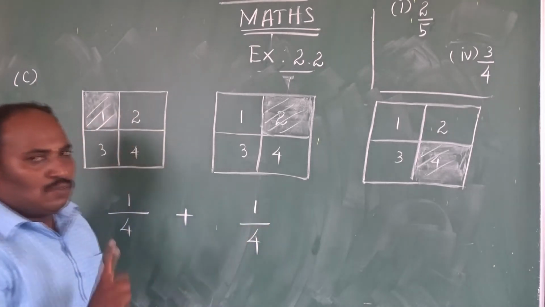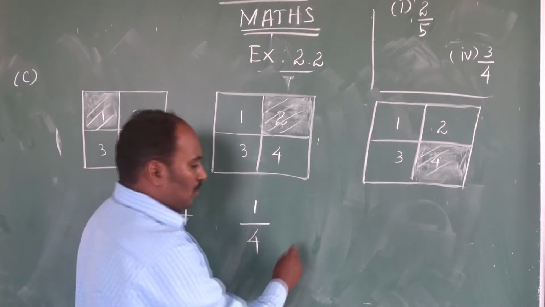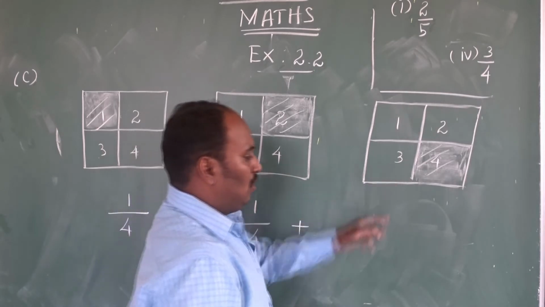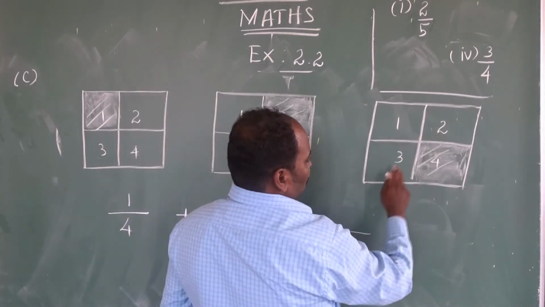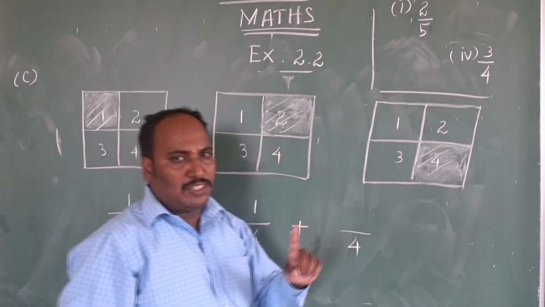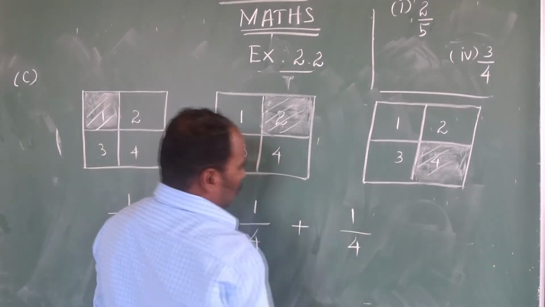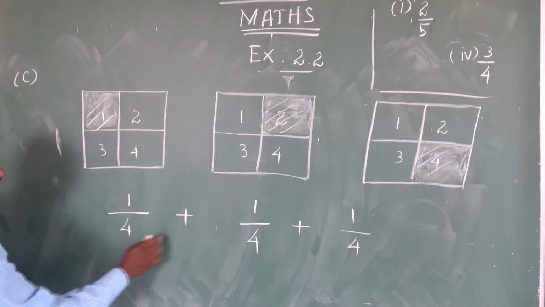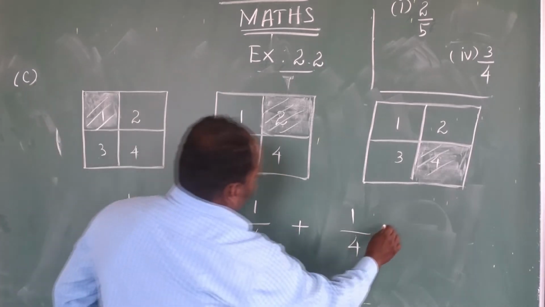Here the numerator part is 1. That is a shaded part. Plus, 1, 2, 3, 4: 4 equal parts, and the shaded portion is 1.